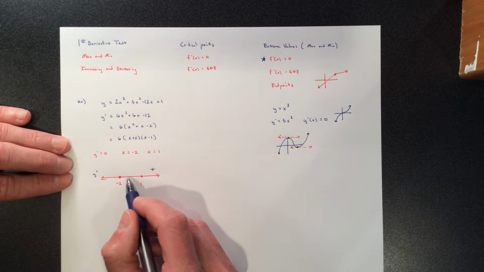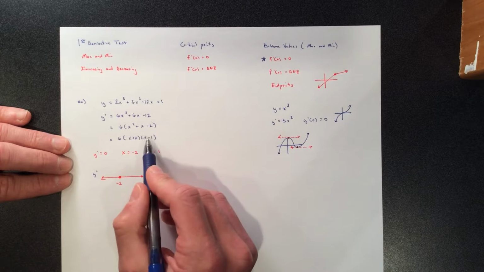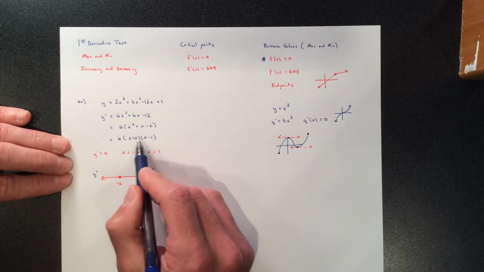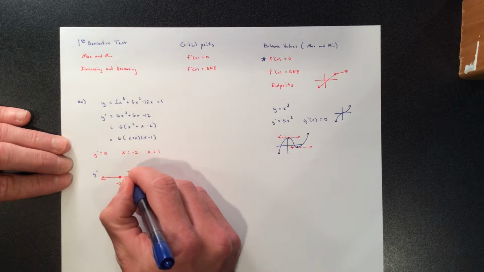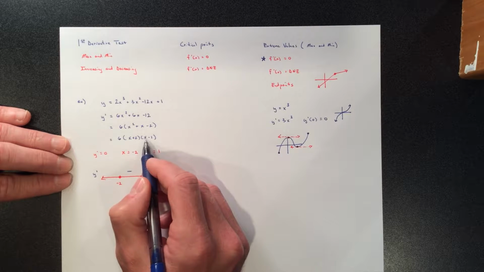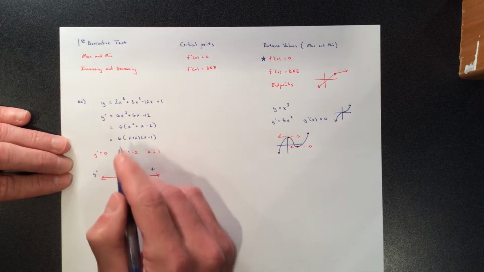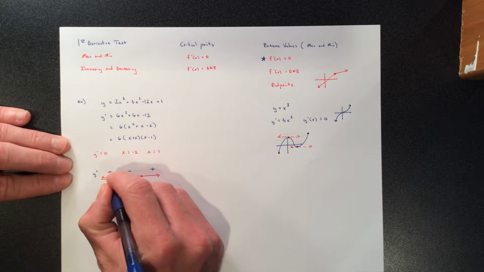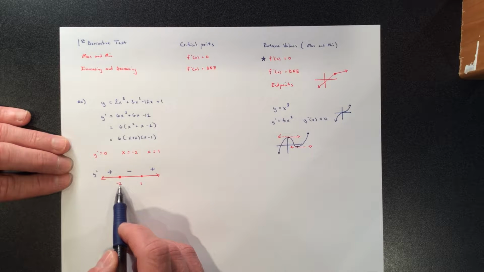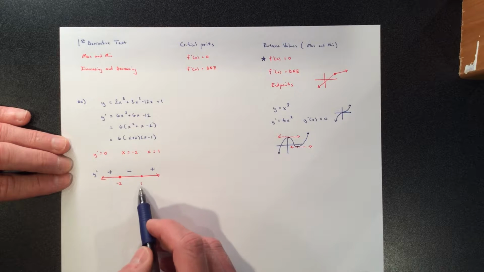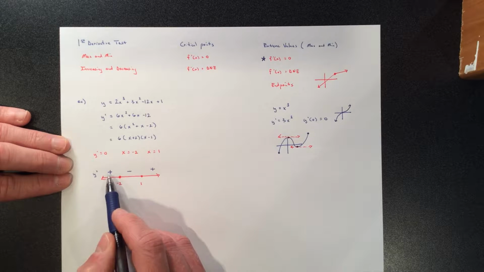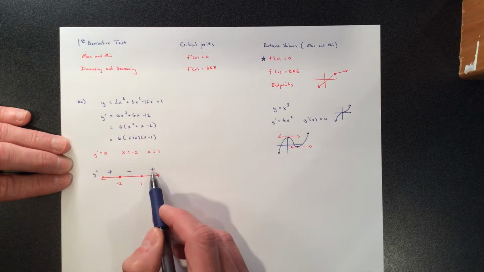Plug in a number like 0. 0 is between these two, it would make this negative, positive, still positive, and a negative times a positive is a negative. And then take a number like, I don't know, negative 10, it would make negative, negative, positive, and that's a positive. So what I'm saying here is that the derivative is positive, then it's 0 at negative 2, negative, 0 at 1, and then positive, which means my function is increasing, decreasing, and increasing.